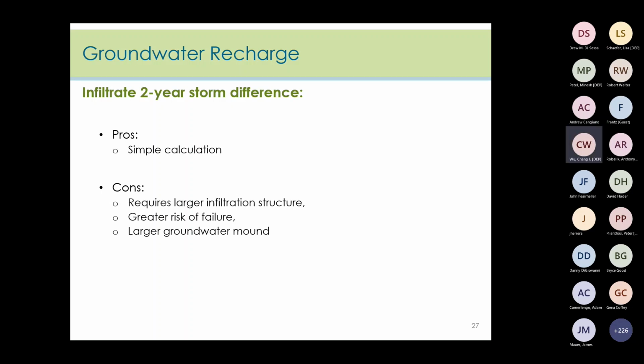But in our experience, that will result in a larger infiltration structure, and you may have a greater mounding height. As we say, you have to assess the groundwater hydraulics, and in this case, it will be much easier to fail the groundwater mounding analysis.